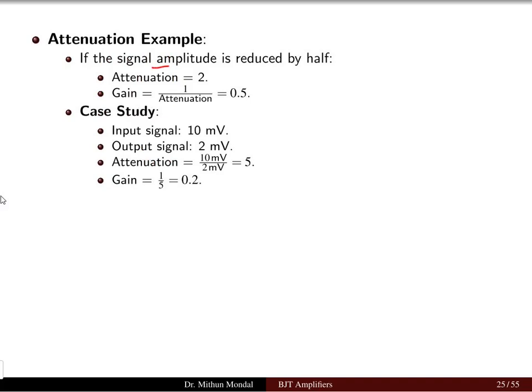If the signal amplitude is reduced by half, it is now less than 1, so attenuation is equal to 2. Now the gain we have is the inverse of the attenuation, so that is equal to 0.5. Let us take one case study. If the input signal is 10 millivolt and the output is 2 millivolt, then the attenuation is the input 10 millivolt divided by the output 2 millivolt, which is equal to 5. Then the gain will be the inverse of the attenuation, which is equal to 0.2.